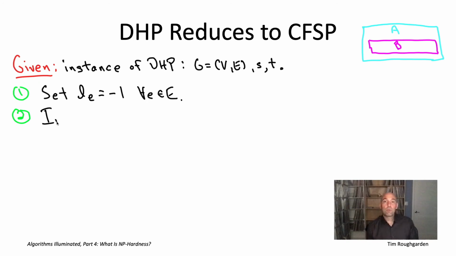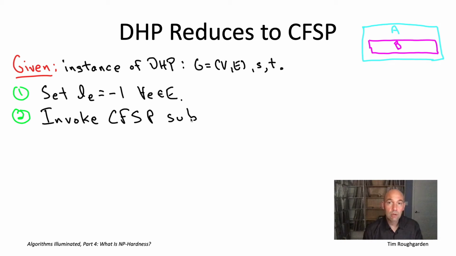The second step is where we're going to invoke the assumed subroutine for computing cycle-free shortest paths. Invoke this magic box, which I've drawn in magenta. So we're going to feed the magic box the same graph G that we were given. We're going to feed it the same starting vertex S that we were given, and we're going to feed it in these edge lengths that we made up, these -1s. And then we're going to just run it, see what we get. It's going to tell us the length of a cycle-free shortest path between the starting vertex S and everybody else.